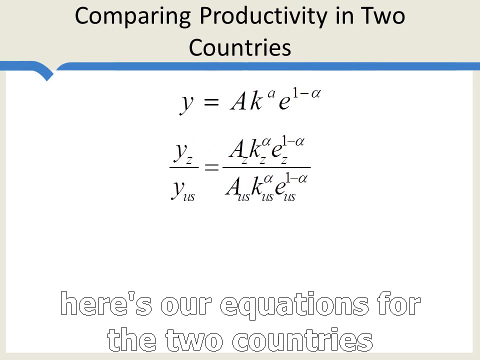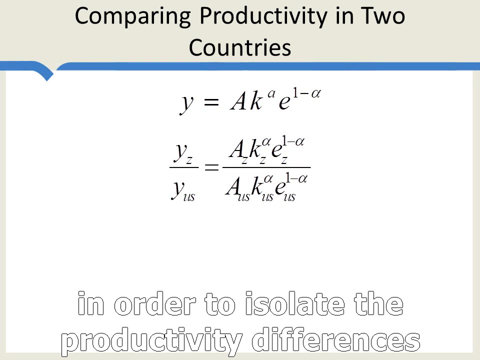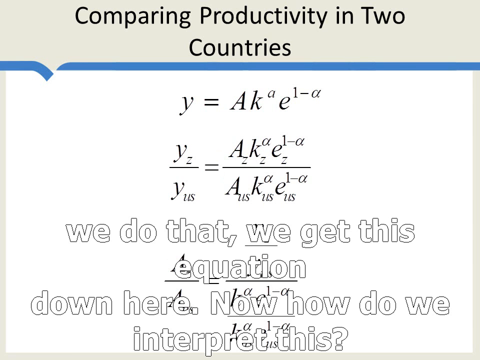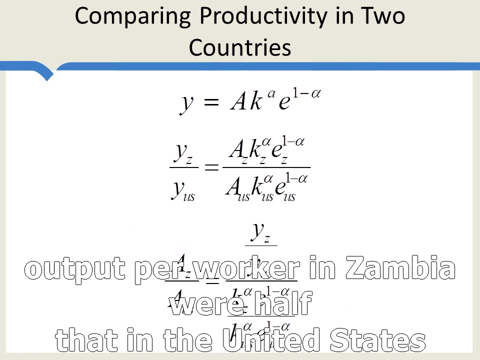Okay. Now what we want to do is divide both sides of the equation by this material in order to isolate the productivity differences. We do that, we get this equation down here. Now, how do we interpret this? Well, let's suppose that the output per worker in Zambia were half that in the United States.